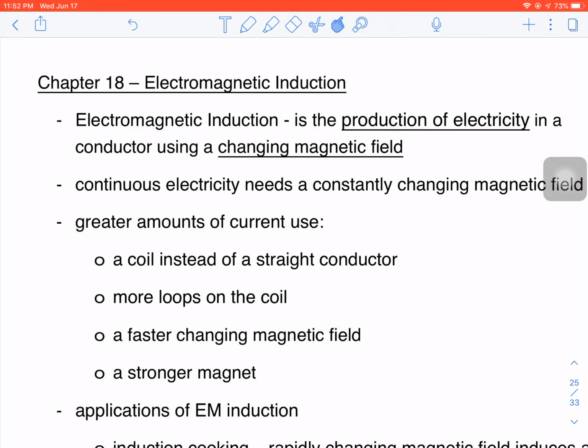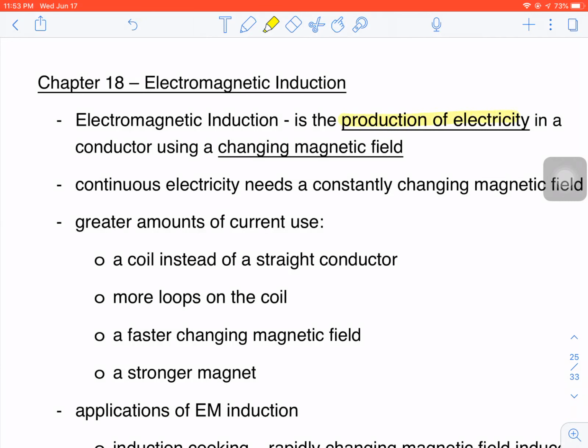Hello all, well here we are, last note of SPH3U, last note of the semester for us, chapter 18. Now chapter 18 is the reverse of chapter 17. Chapter 17 was looking at how we can use electricity to create magnetism. Chapter 18 is about how we use magnetism to create electricity. So that's the goal here, again.